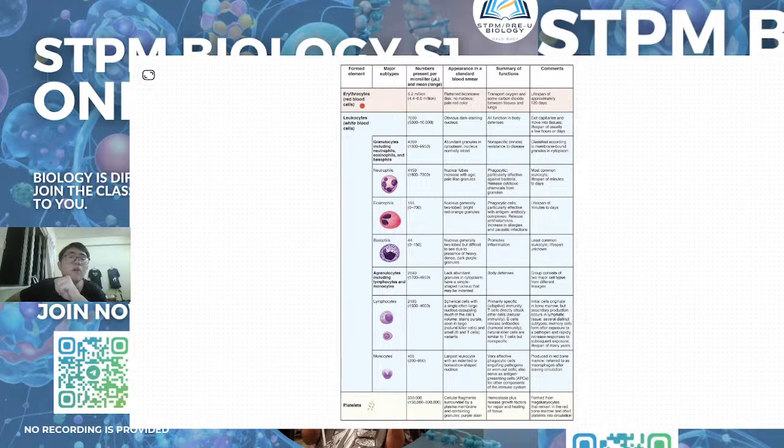So only these 4 types, and then okay, that's all. And then you need to know all. Firstly, you need to know the location. What are the location that you can found in this all tissue? Next one is the structure, and then the last one is function. You don't need to know all this lah.